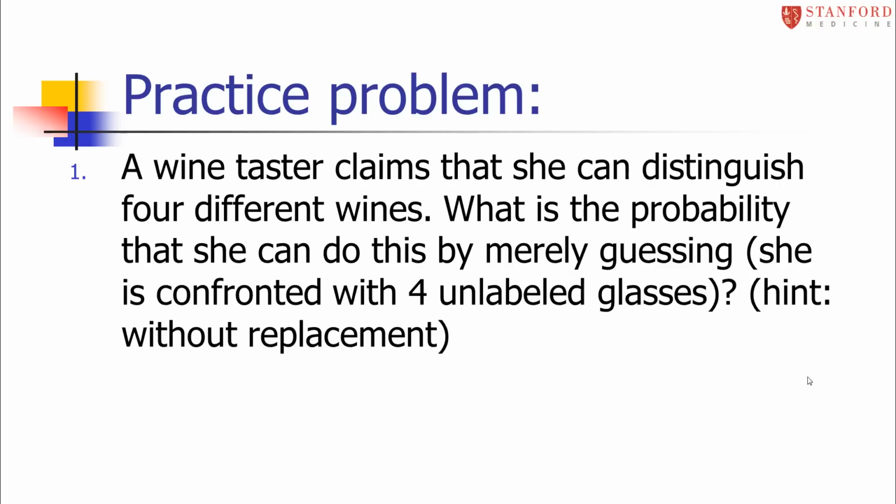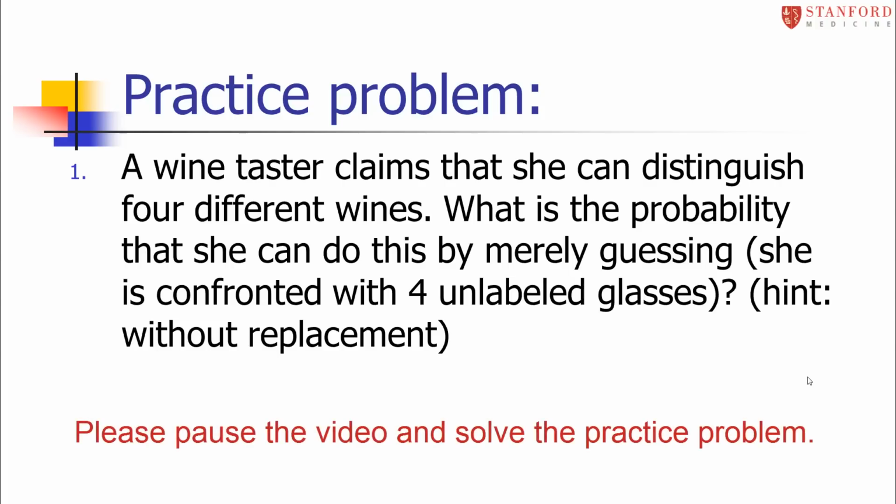So with 4 unlabeled glasses, 4 covered bottles. This is without replacement because she is not going to be allowed to guess the same wine variety for each of the glasses. So you imagine she's got 4 little names of the wines on stickers, and she's got to stick those stickers on the 4 different glasses. So she's not allowed to repeat her guesses.